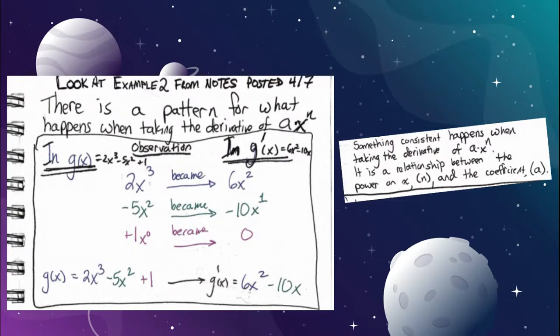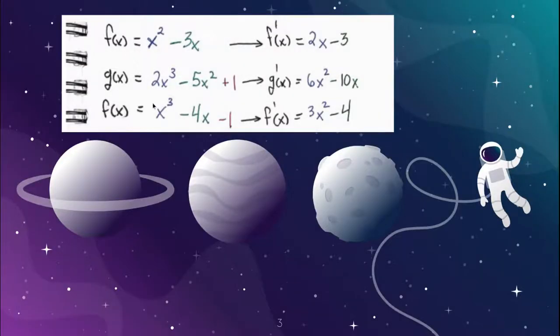We're going to look at the other examples from last week to help us solidify. So I don't know if this was example 1 or 2, but x squared became 2x. Negative 3x became negative 3. Does your rule still work? This is the one we just dissected. So the 2x cubed becomes a 6x squared. The negative 5x squared becomes a negative 10x. The 1 goes away, becomes 0. The x cubed turned into 3x squared. The negative 4x became just another little negative 4 with no x at all. And the negative 1 went to 0.